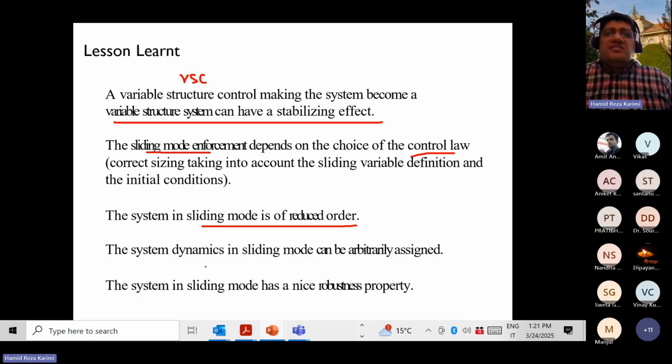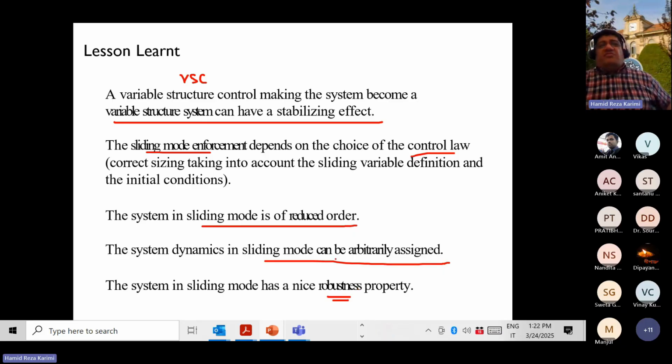The system dynamics in a sliding mode can be arbitrarily assigned. It means that you can choose the system dynamics in a sliding mode, it depends on you, but we need to pay attention to how to select this sliding manifold, and this is the important task. The system in a sliding mode has nice robustness. So the system is robust, and this is one of the advantages we have from sliding mode control.